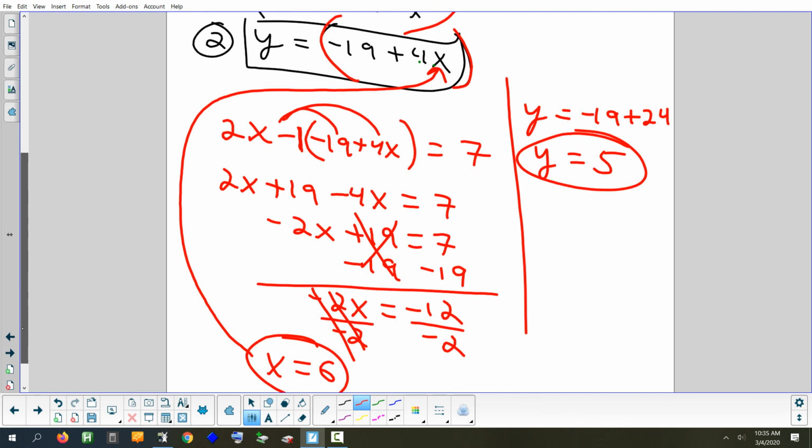Okay, so notice most of the answers here, I have them coming out nice. That's usually how it's going to be on the test. You're not going to have crazy decimals most of the time.